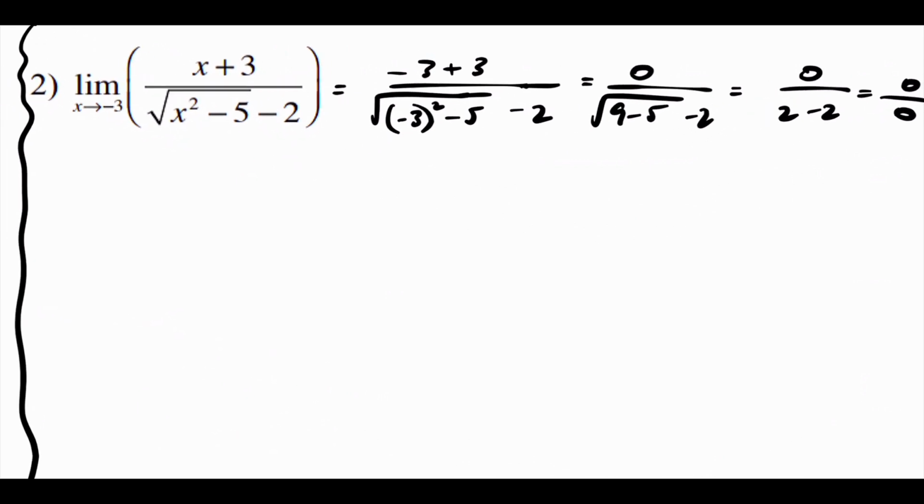Anytime we get 0 over 0, that means we are able to use L'Hopital's rule. So L'Hopital's rule says find the derivative of the top, find the derivative of the bottom, repeat the process. Okay, so let's see. Limits. So the derivative of the top, x plus 3, is positive 1.